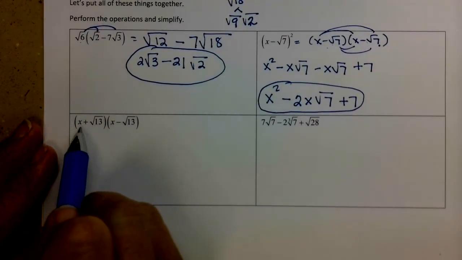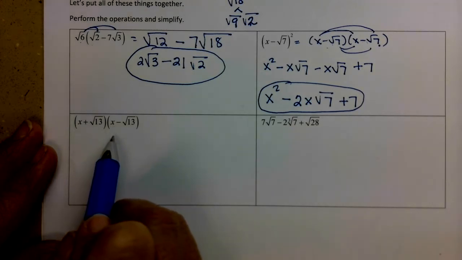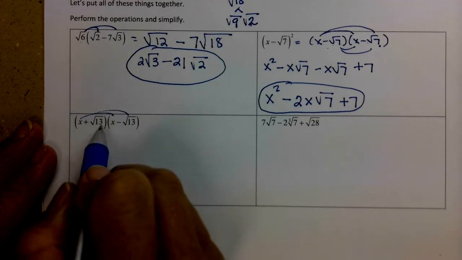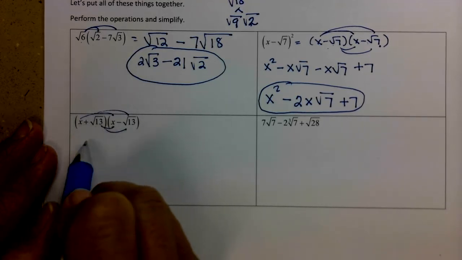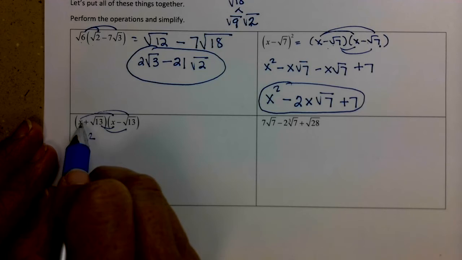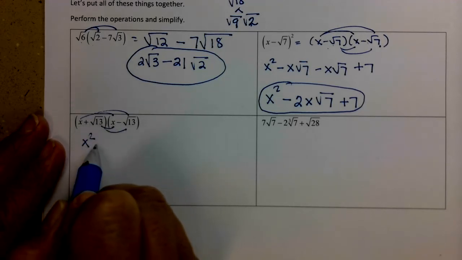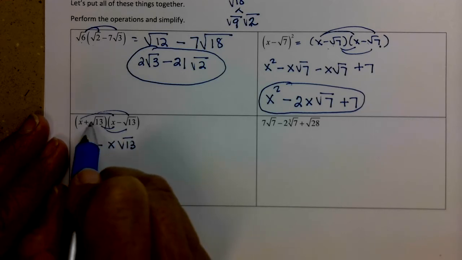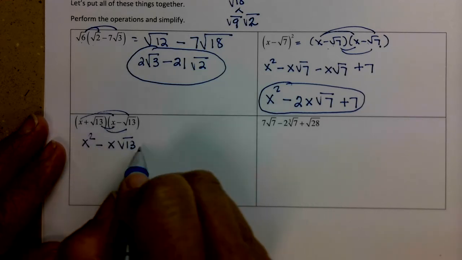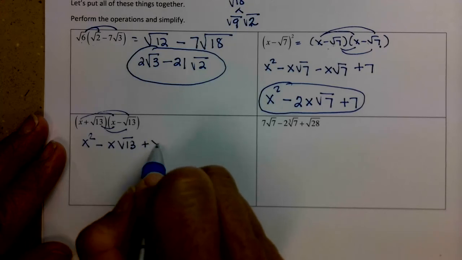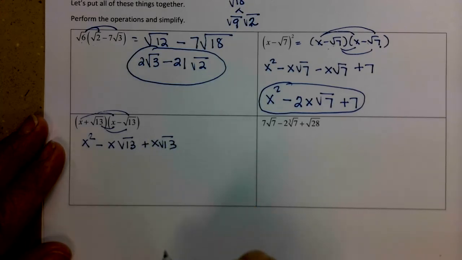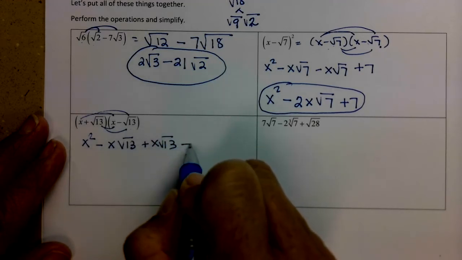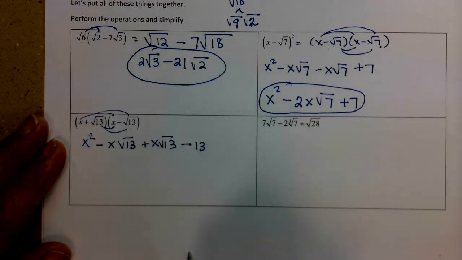Okay, how about this one? x plus square root 13 times x minus square root 13. So we're going to do the FOIL again. x times x is x squared. x times negative root 13, so minus x square root 13. And then positive square root 13 times x. So that's going to be the positive version of that same term. And then finally, square root 13 times negative square root 13 is just a minus 13.